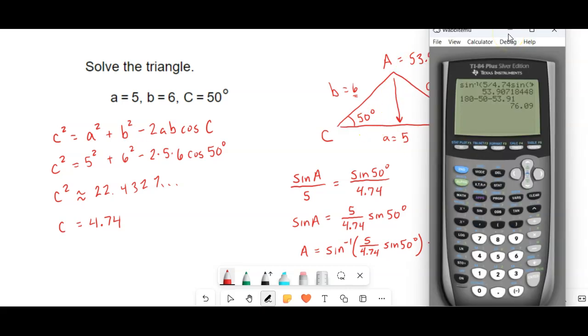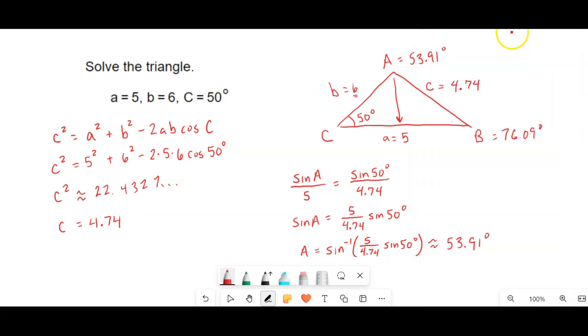So that's 76.09 roughly. All right, and there's all 3 sides and all 3 angles. So that means we've solved it.